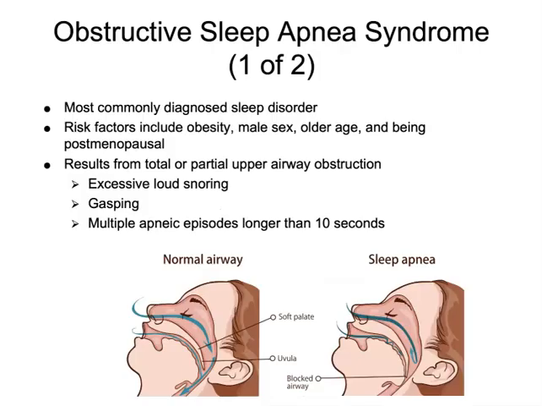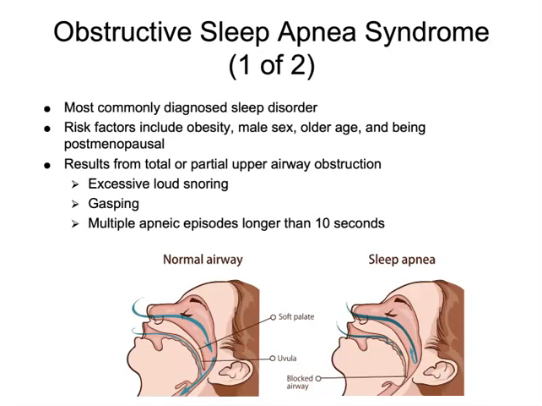All right, so like I said, we'll talk about obstructive sleep apnea syndrome. This is the most commonly diagnosed sleep disorder, even though it commonly is undiagnosed because of the nature of its symptoms. Risk factors would include obesity, male sex, older age, and being postmenopausal. And this condition occurs when there's a partial or total obstruction of the airways during sleep.